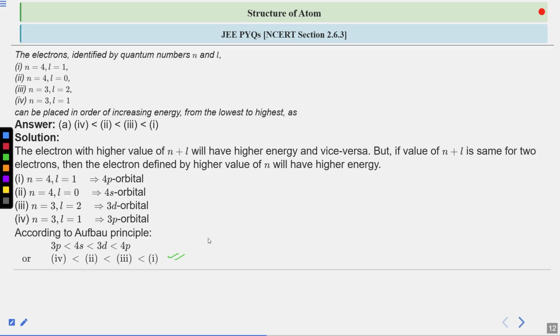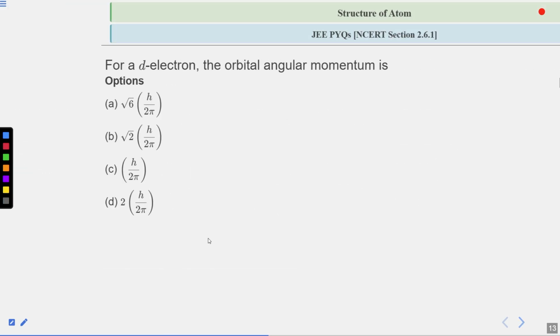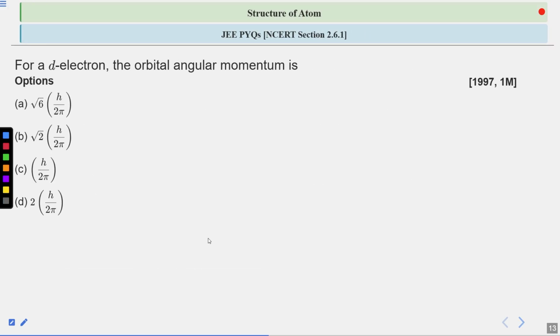Moving on to the next question. For a d electron, the orbital angular momentum is: options are A, root 6 h by 2 pi, B, root 2 h by 2 pi, C, h by 2 pi, and D, 2h by 2 pi. Your time to solve this question starts now. This was asked in 1997 for 1 mark. There is a formula which we will talk about. Those who know the answer can write it by yourself.